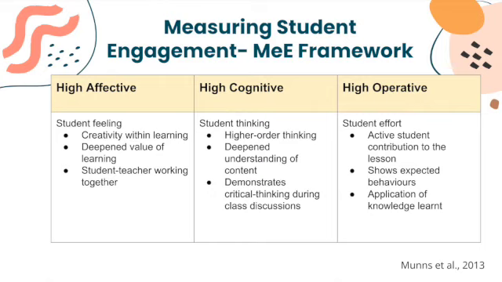High cognitive thinking focuses on the student's higher end thinking and deepened understanding of the content represented in work samples and observed critical thinking during discussions. High operative thinking looks at the student's actions and active effort within learning experiences. When applying knowledge that is learned, this is best demonstrated through observational data.